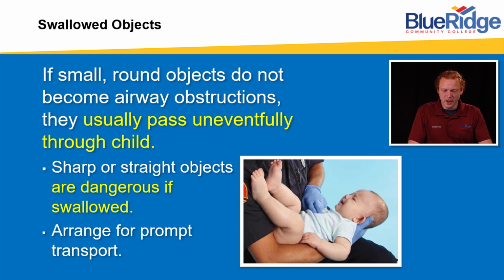If small round objects do not become airway obstructions, they usually pass uneventfully through a child and are eliminated in a bowel movement. Sharp or straight objects are dangerous if swallowed, so arrange for prompt transport, and try to keep the child as calm and as still as possible.